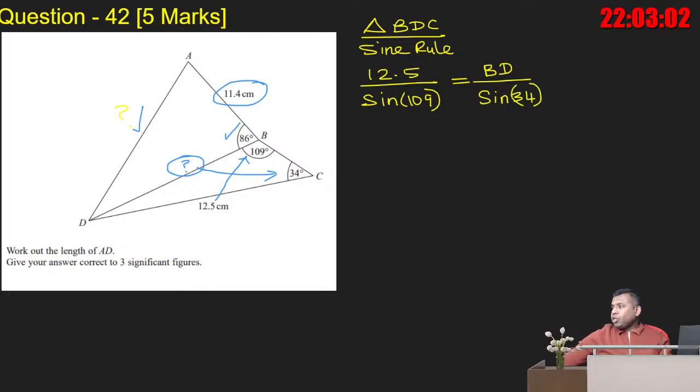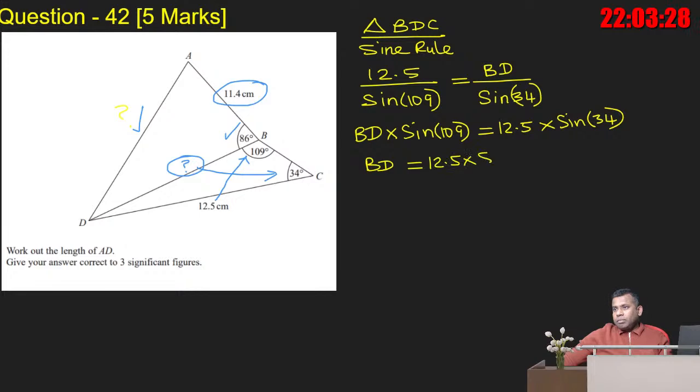Right? So now you need to cross multiply to get the answer. So BD times sine 109 equals 12.5 times sine 34. So you make BD the subject: BD equals 12.5 times sine 34 over sine 109, right? So you will get an answer for this one. I'm not going to do the calculator now. I'm going to write all the steps and press the calculator straight away.